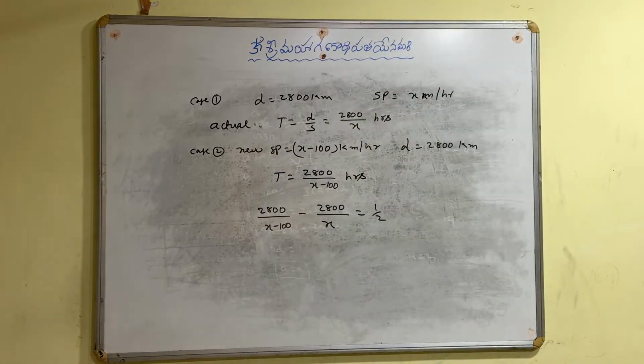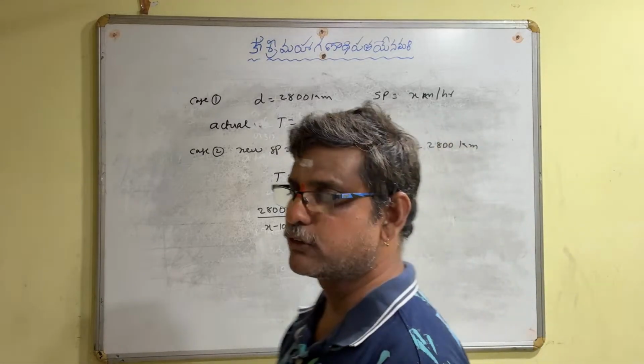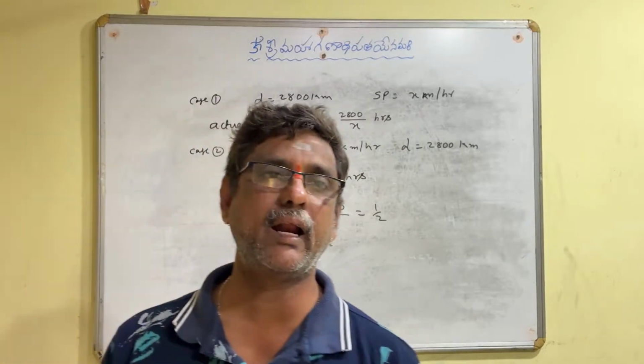Difference of times I wrote. Case 2 will take more time, okay? So case 2 time, 2800 by (x minus 100), minus 2800 by x is equal to half an hour. 30 minutes late, half an hour. Now if you simplify this, you will get a quadratic equation.